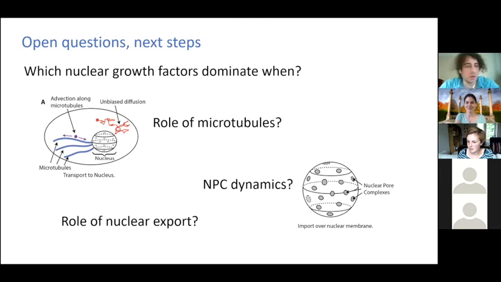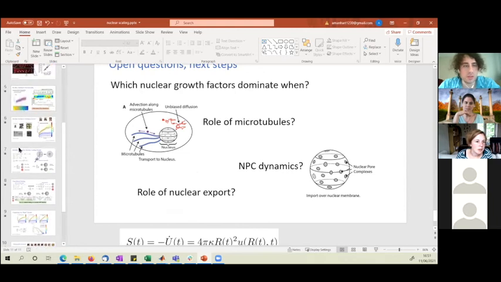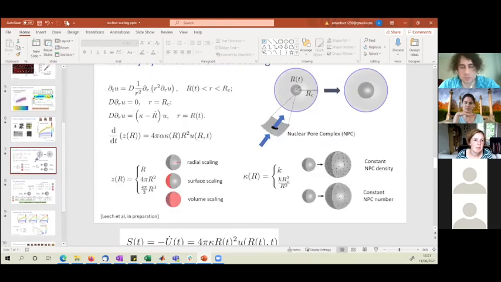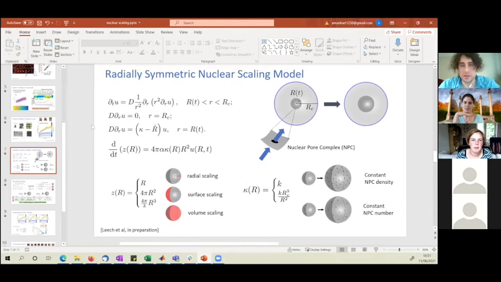I have one more question, I don't know if there is someone else. Would you mind going back to your slide with your diffusion equation model? Sure. Yes, perfect. Exactly this one.